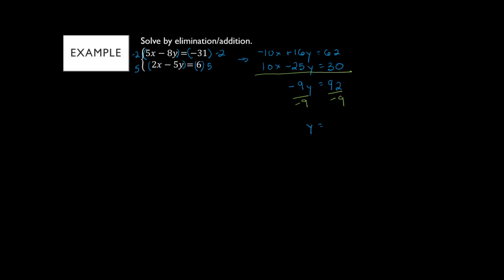Y equals, I'm pretty sure that 92 over 9 has nothing in common. Yeah, has nothing in common. So we get a -92 over 9. I probably should have made it -30 instead of -31. And then that would have been 90, and we could get a whole number here.